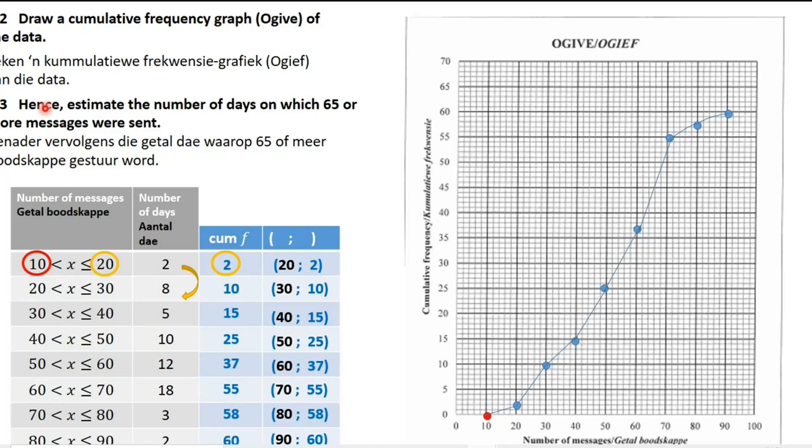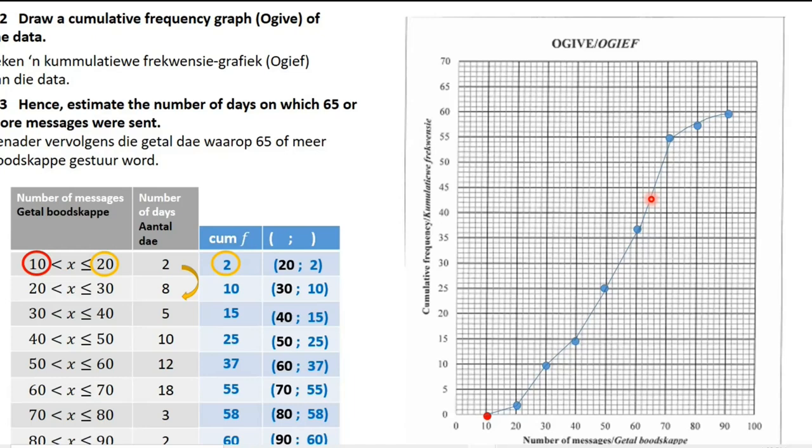It says hence, which means now, estimate. That can't be an exact answer, can you see? Estimate the number of days on which 65 or more messages were sent. So 65 or above. Let's see, this is 50 messages, this is 60 messages. Are you watching this little red dot? So 65 is going to be in the middle here. Let's see if I can go up here, 65, up, up, up, until I reach the graph.